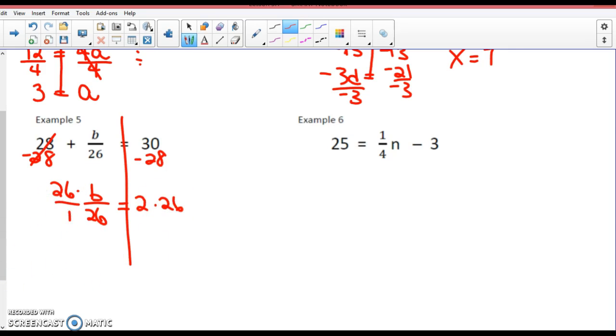Isn't 26 really 26 over 1? So when I multiply, it should be up top. Do not put times 26 down here. It really goes up top. So then I've got 26 divided by 26 is 1. So I've got b is 52.